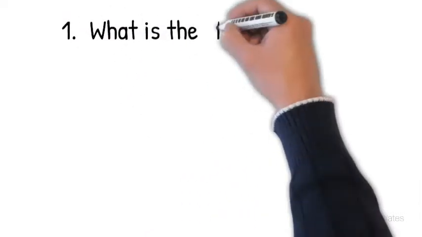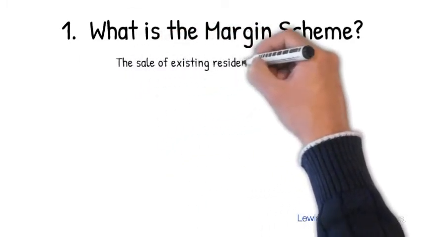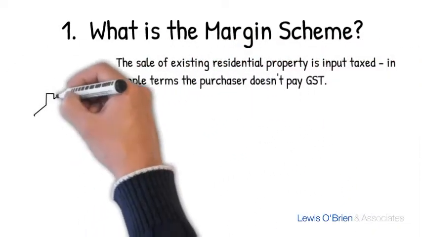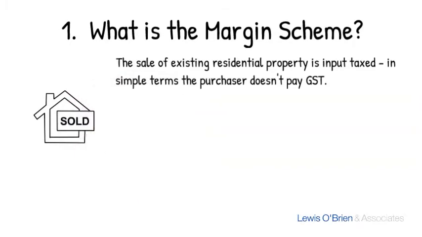The first question, for those that don't know, is what is the margin scheme? To answer that, I think we need to go back and look at some GST and property fundamentals. First of all, the sale of an existing residential property is input taxed. And what that means in simple terms is that the purchaser doesn't pay GST on the contract price and the vendor is not required to remit any GST to the tax office.